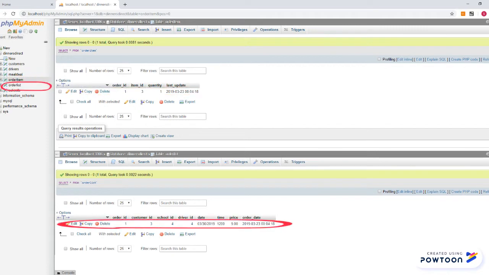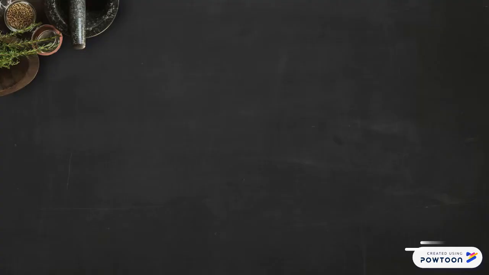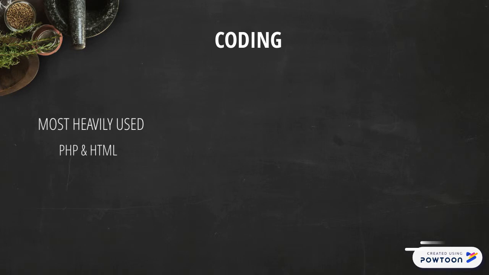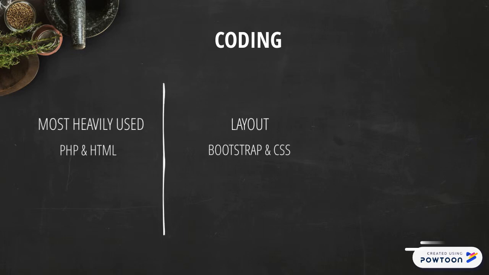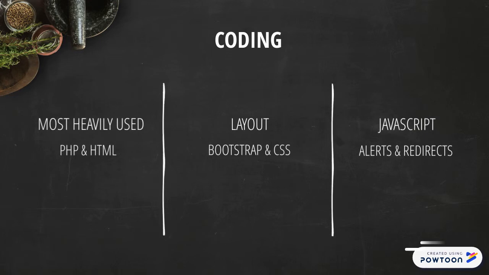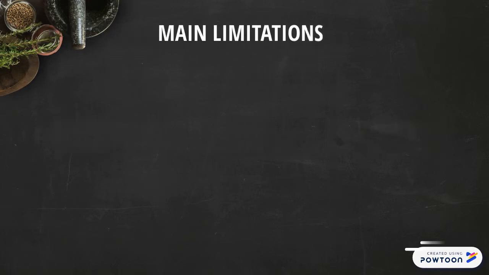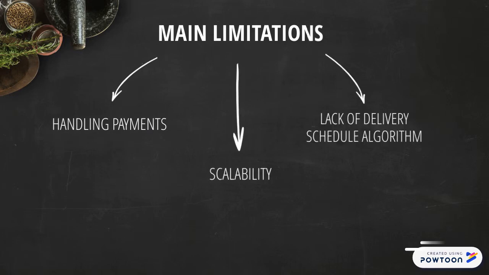In terms of the code, the most heavily used languages for the development of the site were PHP and HTML. For the user interface or layout of the site, Bootstrap templates were used along with CSS style sheets. JavaScript implementation was done in the form of alerts and redirects. The main limitations of the site would include handling of payments, scalability, and the lack of a delivery schedule algorithm.